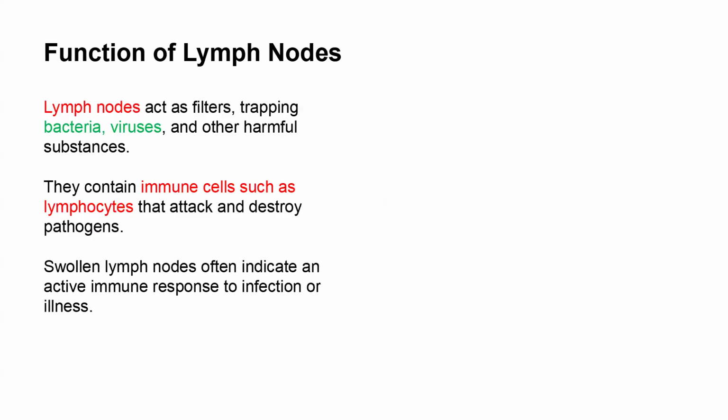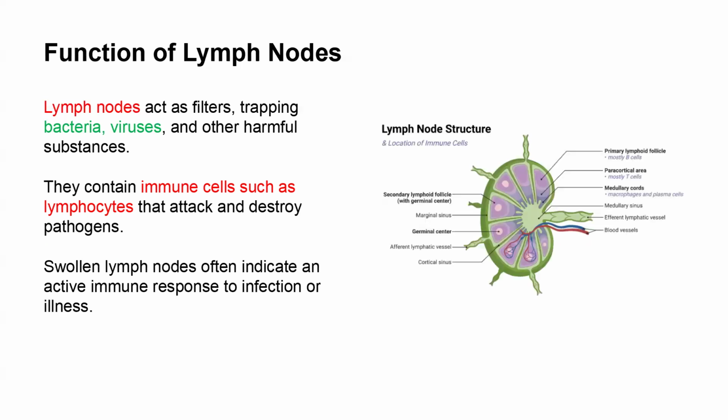Then we also have swollen lymph nodes. Swollen lymph nodes often indicate an active immune response to infection or illness. So whenever you see a swollen lymph node, it is an indication that there is an active immune response to infection or illness.